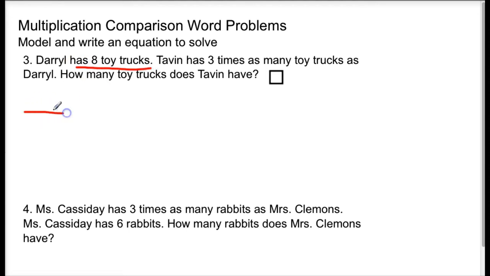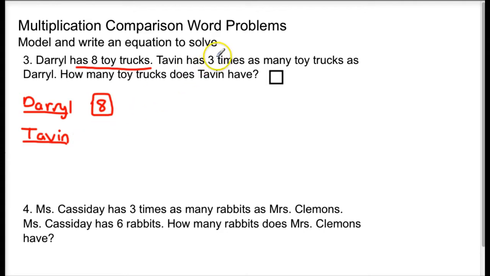So we are going to set this up just like we did when we were looking at addition and subtraction models. We're going to label Daryl, and then our second part of our model is going to be for Taven. Daryl's part is 8, so we know that he has 8 trucks. So his part of the model is just going to represent those 8 toy trucks.